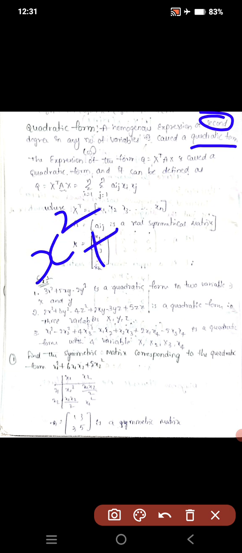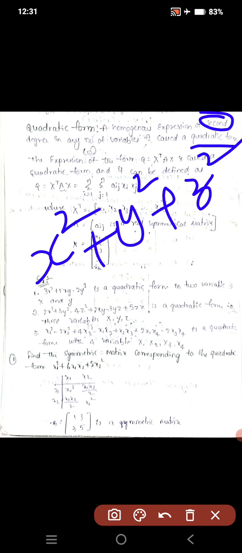So, look here. What is the quadratic form definition? Already we know quad means degree. Any equation that has degree 2. So a homogeneous expression of second degree in any number of variables is called a quadratic form. So a second degree equation is always called a quadratic form. Second degree means power. This is x square plus y square plus z square. This is a degree, power is 2. Then it is called a quadratic form.